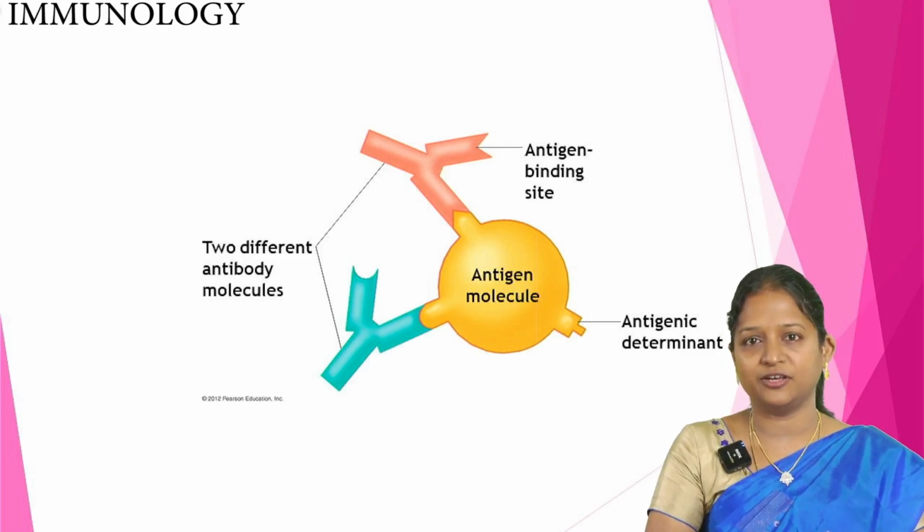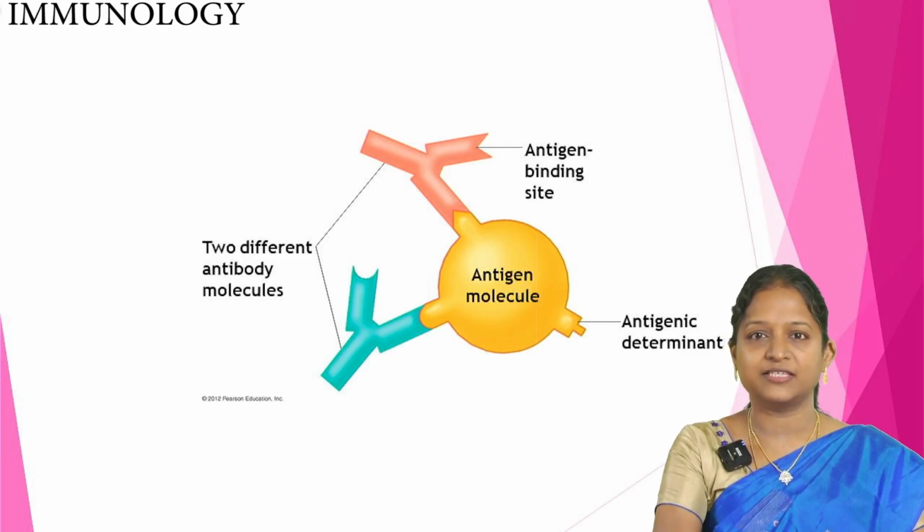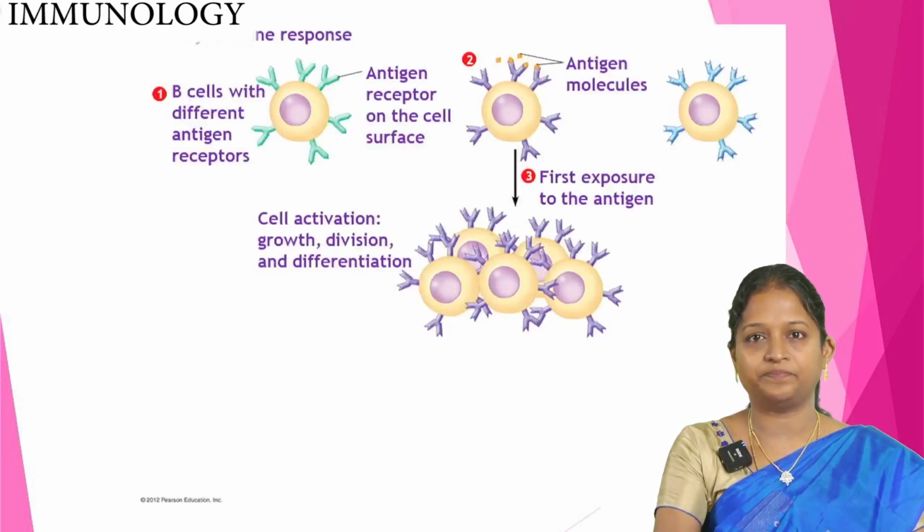In this picture, you can see that a single antigen has 3 types of epitopes, and the Y-shaped colored molecules are the antibodies, which are produced by 2 different B cells. So, a single antigen, and 2 antibodies produced in our body, is called polyclonal antibody. How polyclonal antibodies are produced, you can see in this image.